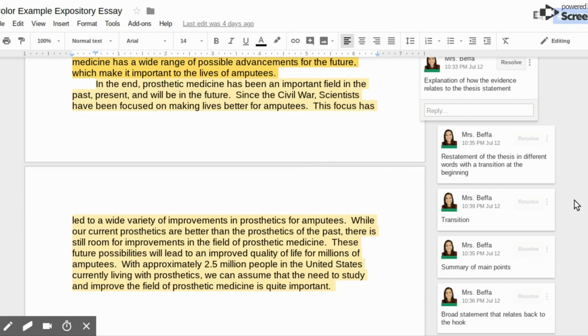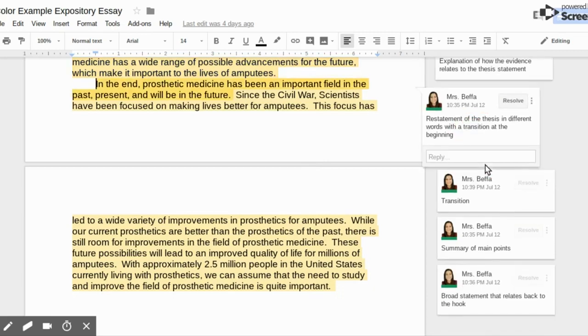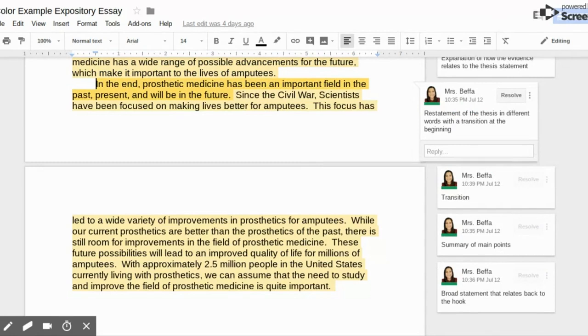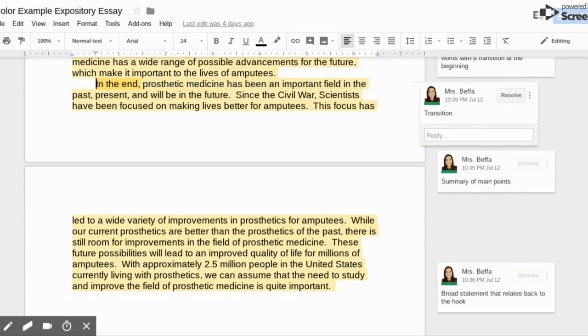It's conclusion time. So we're going to start with the restatement of the thesis statement in slightly different wording so that it's not repetitive. So in the end, prosthetic medicine has been an important field in the past, present, and will be in the future. We have a transition, you'll notice, at the beginning of the paragraph, right in there in our topic sentence or our restatement of the thesis.